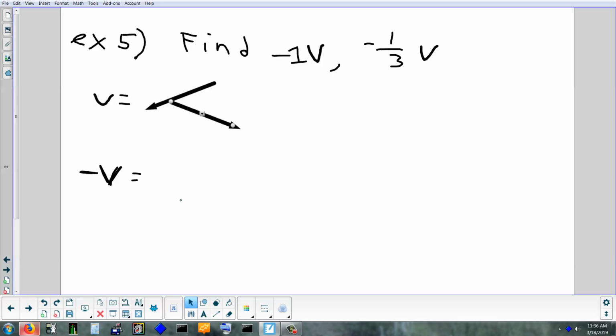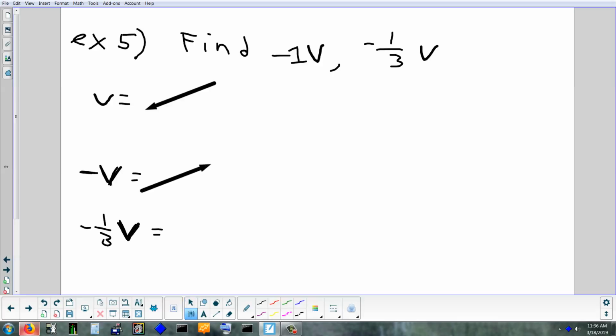And it's not that hard really if you want to sketch it by hand, but it's also not that hard for me to just go like that. So that's exactly negative v. Now that I have that, I can use it to get negative 1/3 v.